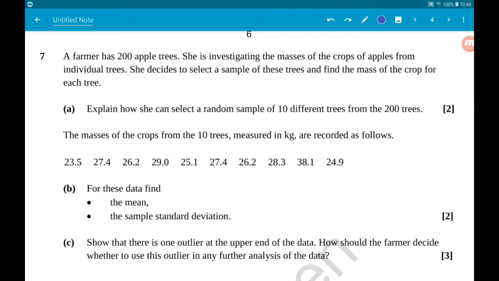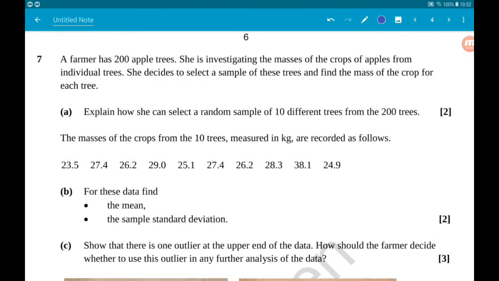Okay, so I'm not going to write it down, but I'll run you through it. So, assign each tree a number from 1 to 200. Set up a random number generator to generate numbers between 1 and 200. Generate 10 different numbers and then select the corresponding trees. Job done.